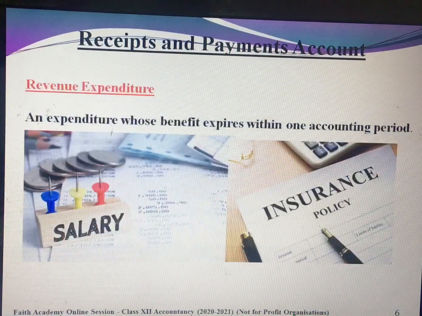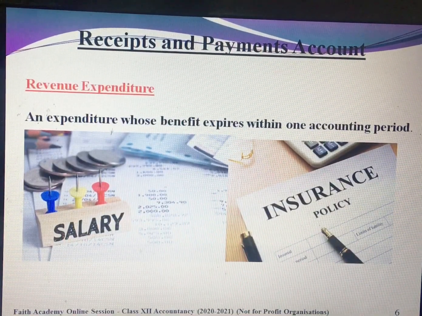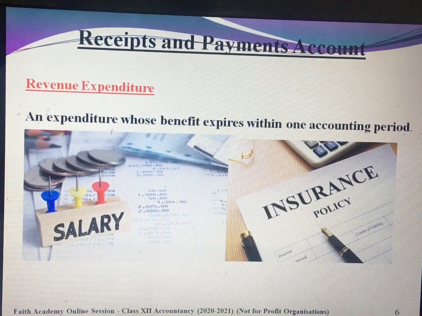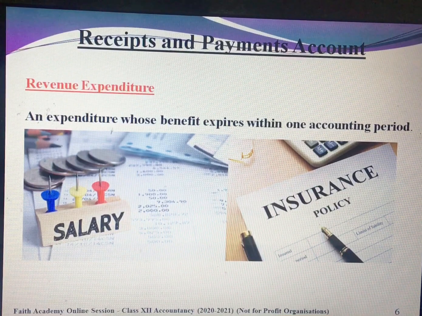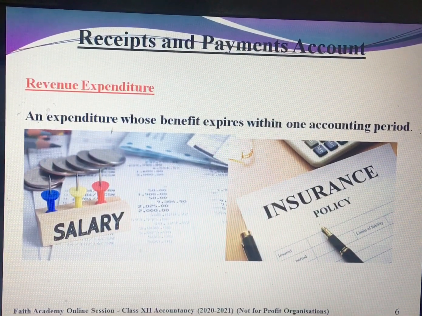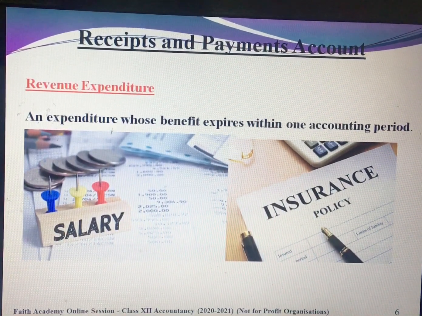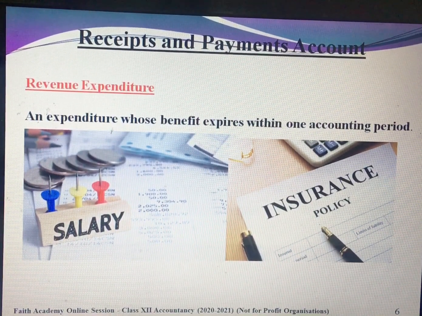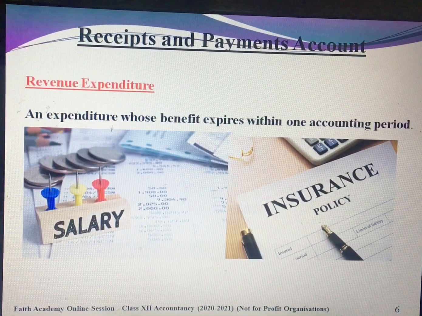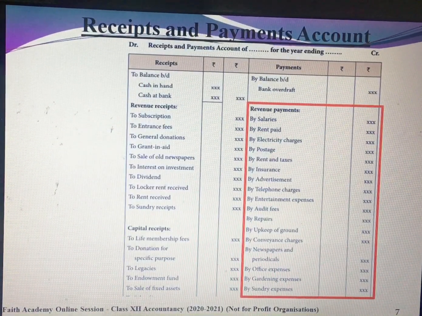Okay, now we'll move to the expenditure side. What is revenue expenditure? Revenue expenditure is an expenditure whose benefit expires within one accounting period. Since receipt and payment account is a real account, we are going to show the revenue and the capital expenditure on the credit side of the account.